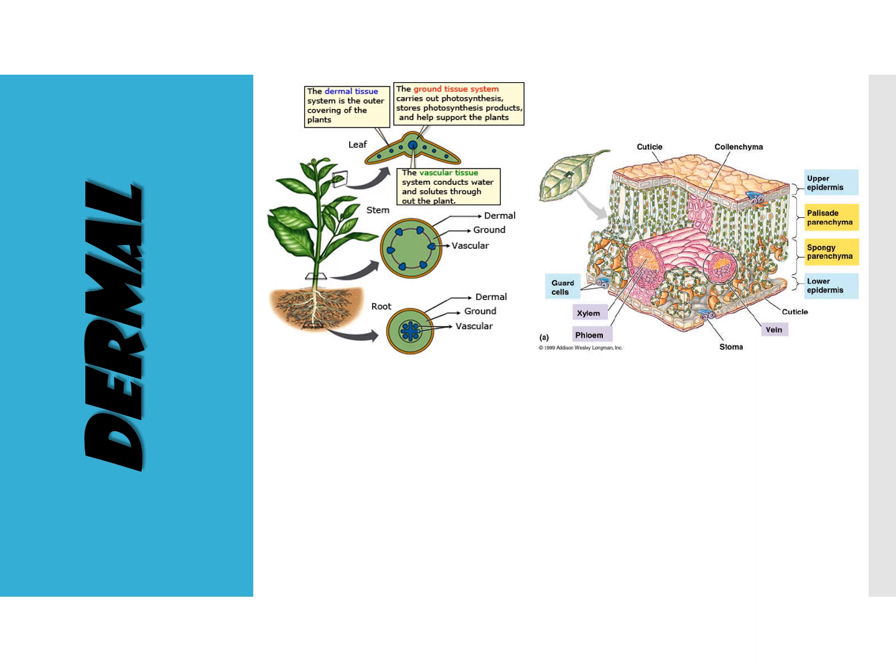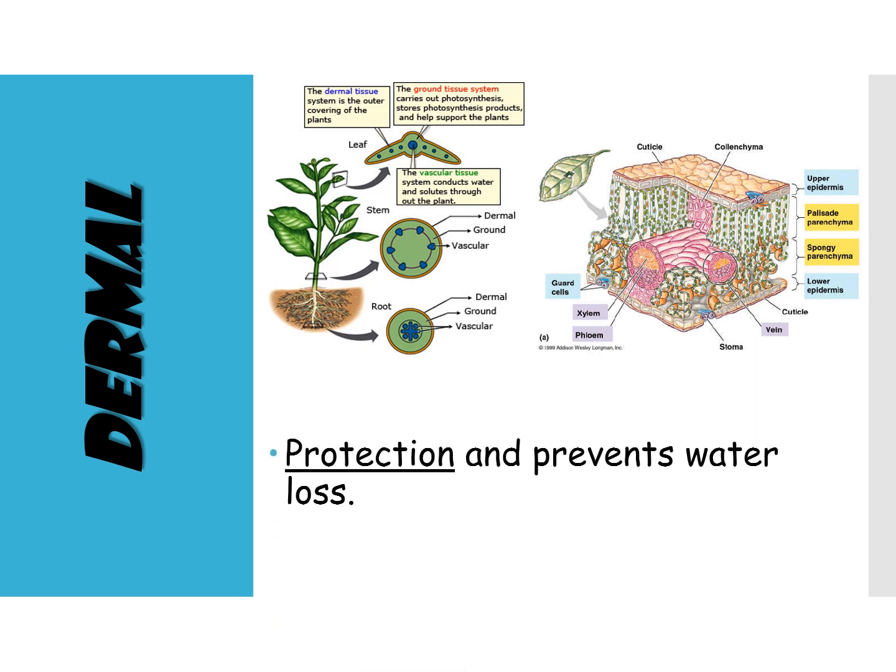Looking at the other side of your table, let's take a quick comparison to plants. Plants have tissues too, and they only have 3. The first kind is dermal. So dermal tissue is a protective layer. It's a protection and it prevents water loss.